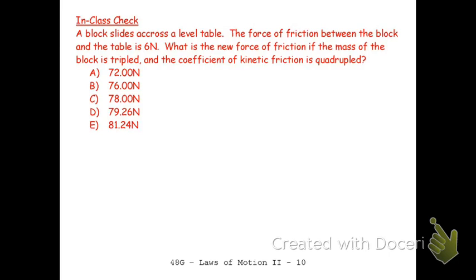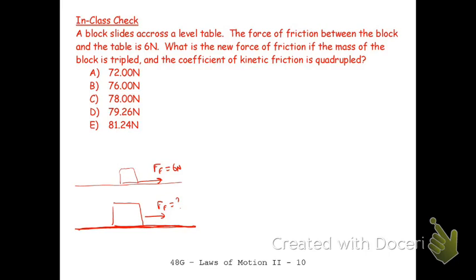So this says a block slides across a level table. The force of friction between the block and the table is 6 newtons. So let's put our FF there, and that equals 6 newtons. And then it asks, what is the new friction force if the mass of the block is tripled and the coefficient of kinetic friction is quadrupled? So I'm going to have a bigger mass, and it's not only that, it's going to be on a different table because we have a different coefficient of friction. Now what's the friction force?